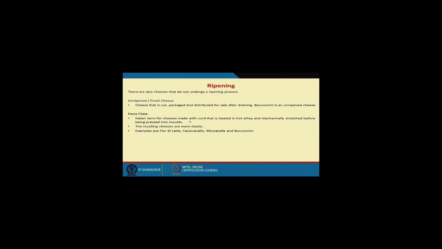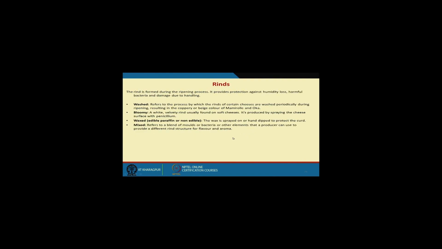In the case of pasta filata, this is the Italian term for cheese made from curd that is heated in hot water and mechanically stretched before being pressed into a mold. So the resulting cheese is more elastic. Examples are Fior di Latte, Caciocavallo, mozzarella, and then bocconcini.